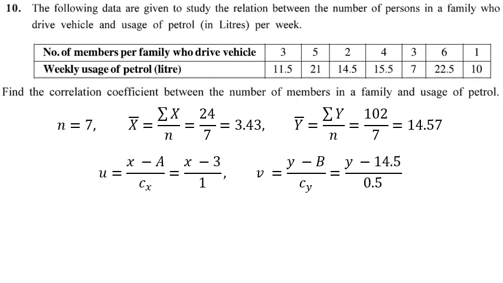What happens when you multiply 0.5 with 2? It converts into 1. 11.5 into 2 is 23. 14.5 into 2 is 29. 15.5 into 2 is 31. 22.5 into 2 is 45. That means I don't need to multiply with 10. I will just multiply it with 2. And multiplying with 2 means 1 upon 2, that is 0.5. I will be dividing it by 0.5. So u is x minus 3 upon 1 and v is y minus 14.5 divided by 0.5.